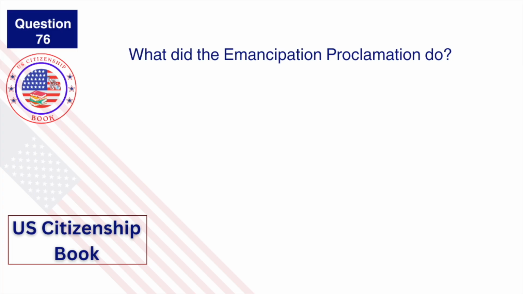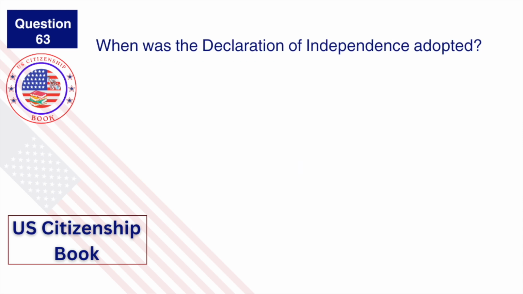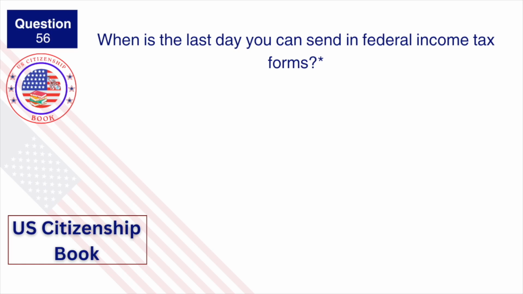What did the Emancipation Proclamation do? Freed the slaves. When was the Declaration of Independence adopted? July 4, 1776. When is the last day you can send in federal income tax forms? April 15.